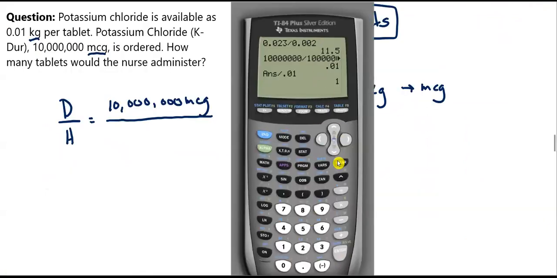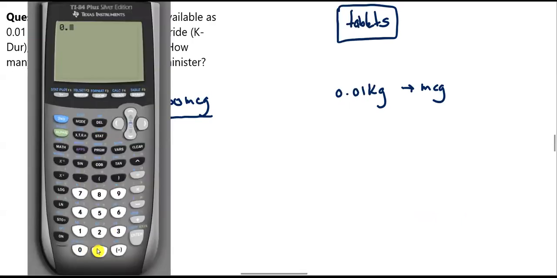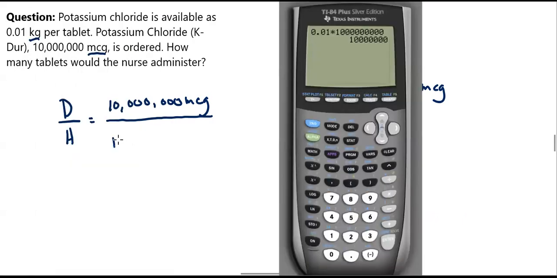Let's take our 0.01 kilograms and multiply by 1 billion. 2, 3, 4, 5, 6, 7, 8, 9. And we get a lot. All right, did I get enough zeros? 1, 2, 3, 4, 5, 6, 7. Yep, 7 zeros. Okay. And that is now micrograms.